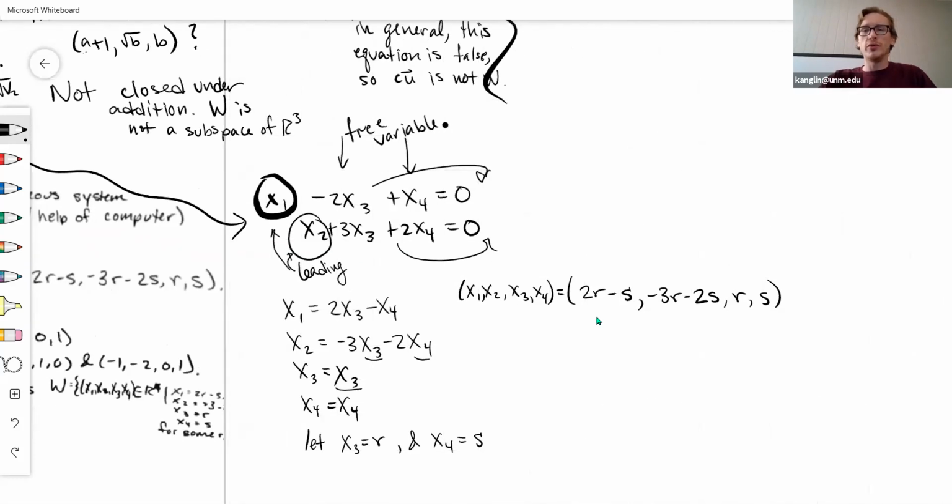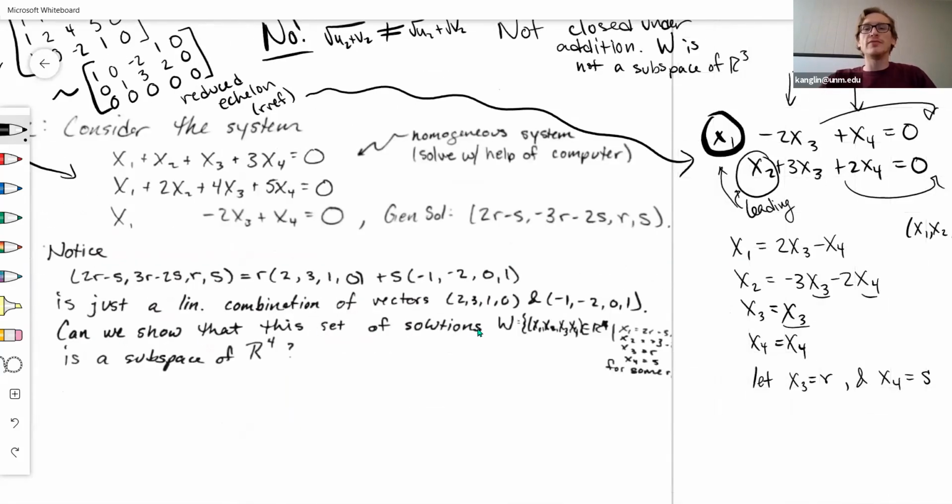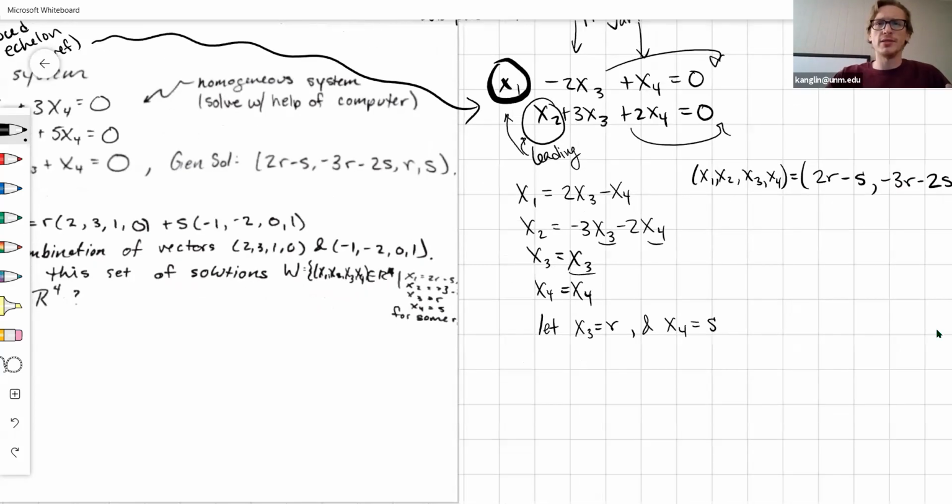So what I want to do now is see if we can show that this set of solutions, the set W of ordered quadruples x1, x2, x3, x4 in R4, such that x1 equals 2R minus S, x2 equals negative 3R minus 2S, x3 equals R, and x4 equals S for some values of R and S. In fact, I'm not happy with this over here.